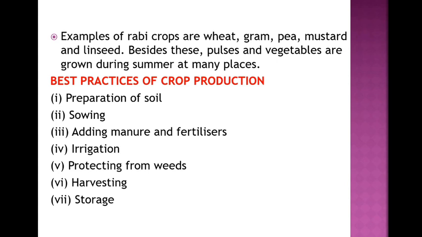And coming to the practices, the following are the best practices of crop production. The first step is preparation of soil, and the next one is sowing, then adding manure and fertilizer, then irrigation and protecting from weeds, harvesting, and finally storage. So these are all the best practices for production of a crop.